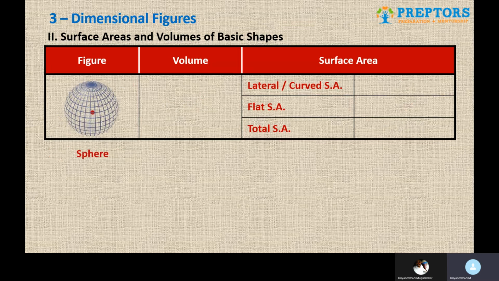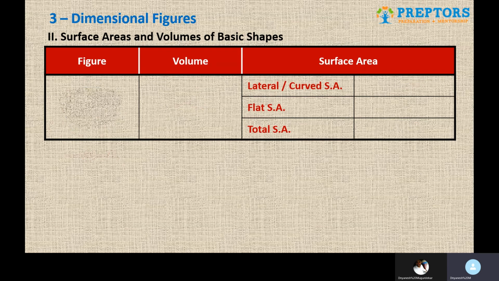The next one is the sphere. It's a solid sphere. So volume will be 4/3 pi r cube. Curved surface area 4 pi r square. There is no flat surface, so curved surface area becomes the total surface area, which is 4 pi r square.